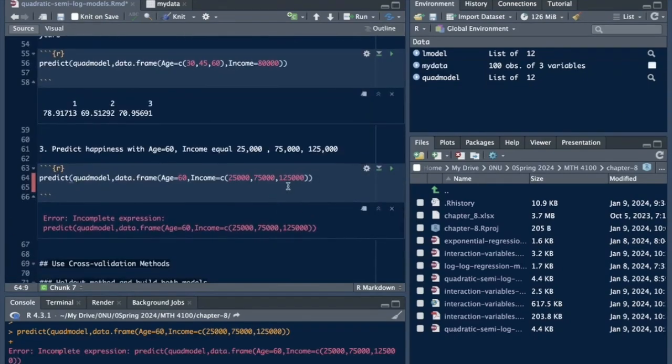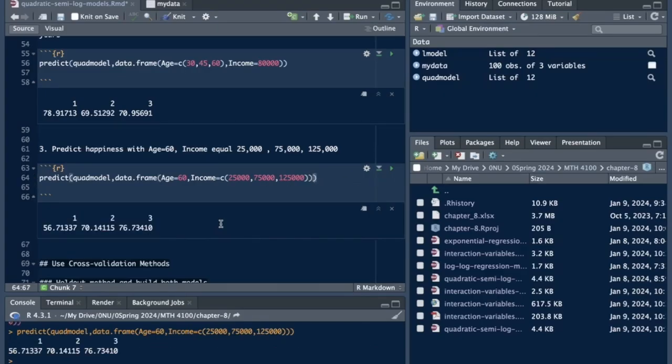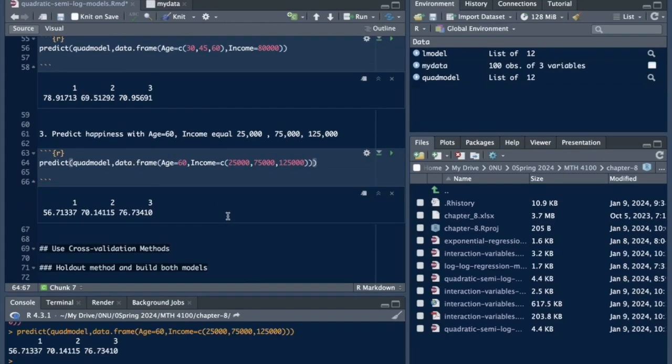Oh, we have a problem here. What is the problem? Quad model predict data frame, age, income. Look at the parentheses. They are highlighted. This one is the closing parenthesis of this one, so we have one missing. Okay, for a 60-year-old person, if his wage or income is 25,000, his happiness is low, but the happiness increases as the money flows in, right? So the claim is not accurate, because more money means higher happiness.